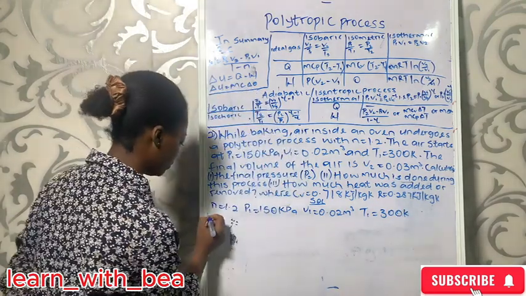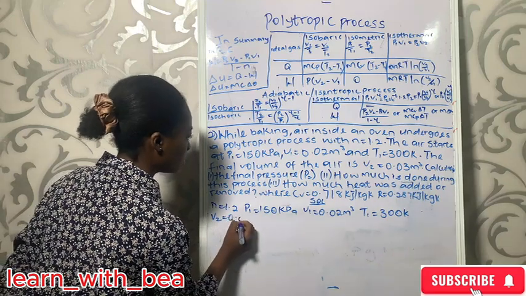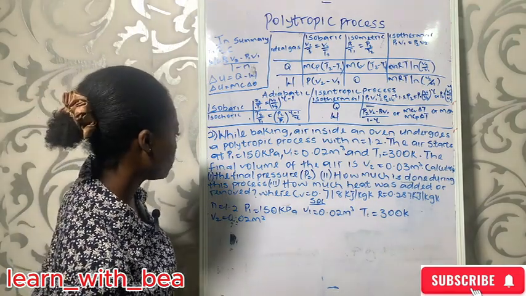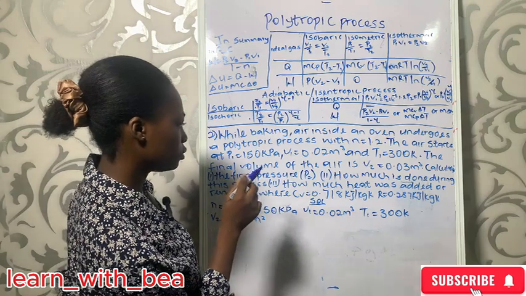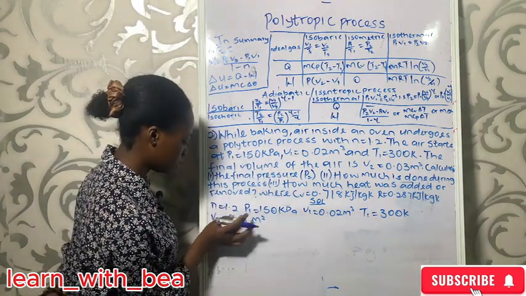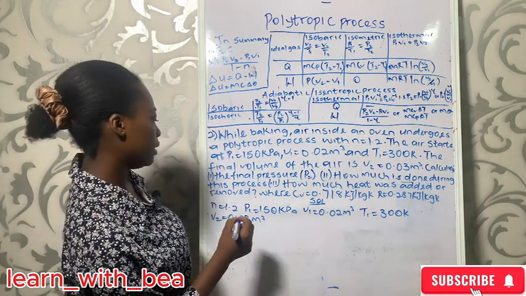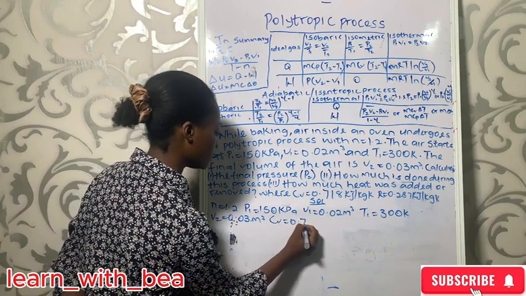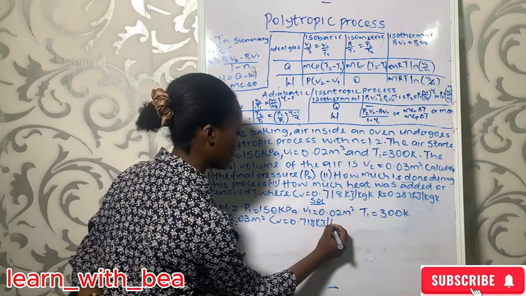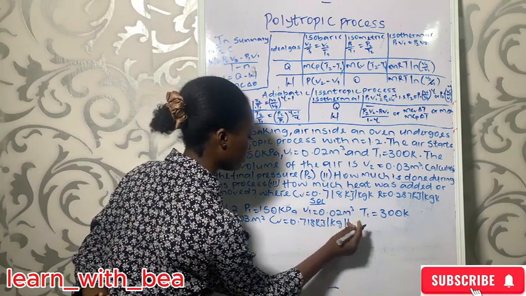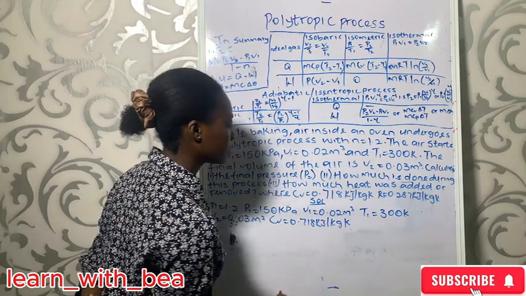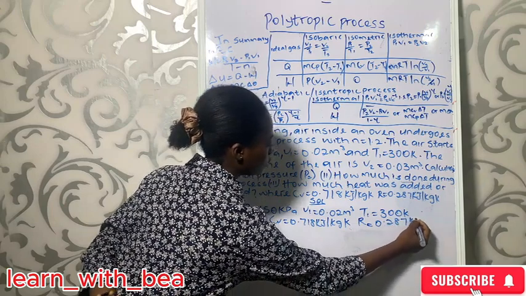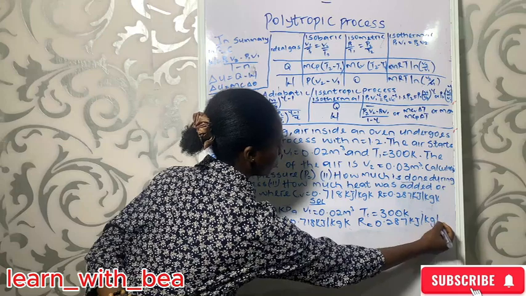Then V2. 0.02 m³, is that correct? V1 is 0.02. Okay, V2 is 0.03. Sorry. Then we're given Cv, 0.718 kJ per kg·K, and we have R, which is 0.287 kJ per kg·K.